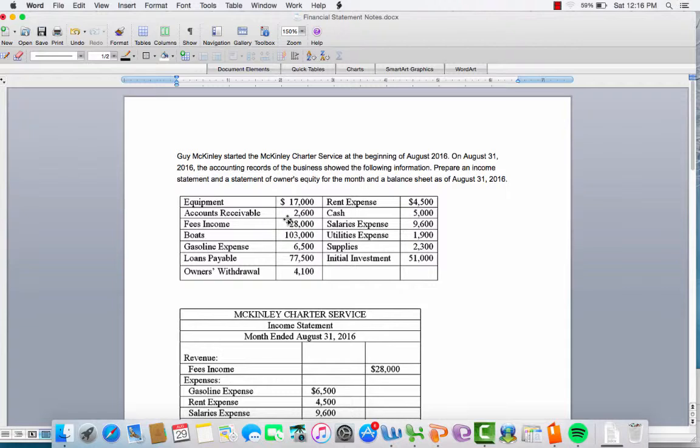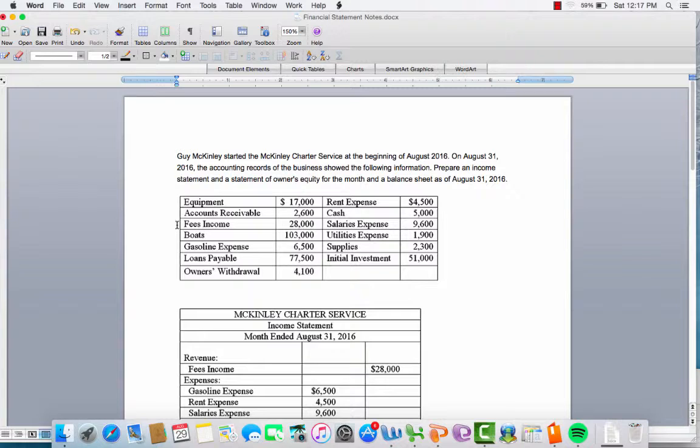Our accounts receivable is $2,600. Remember, accounts receivable is basically IOUs that we're in possession of. It's money that's due to us from our customers. So maybe Guy performed a bunch of services throughout the month, and customers didn't necessarily pay him in cash, but they're going to pay him later. Well, this is the balance at the end of the month of all the money that's due to Guy from his customers. Fees income is just totally the amount of fees that the company earns for this particular month.